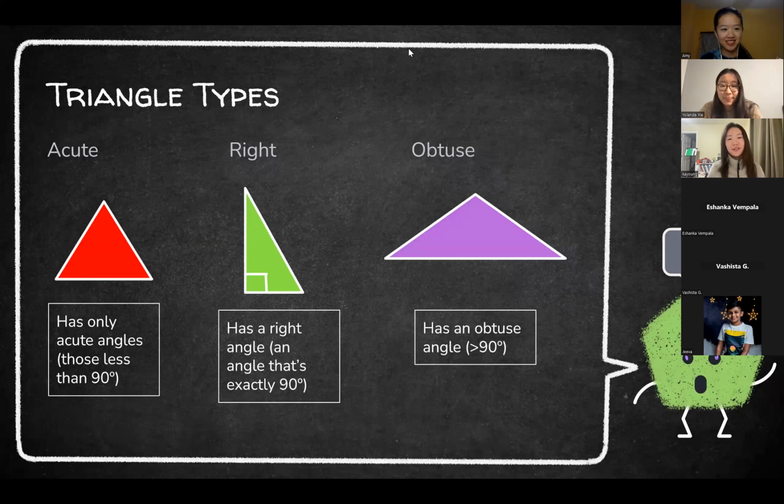Oh, apparently there's more. So these are triangle types according to angles. So an acute triangle has only acute angles, which means that angles are all less than 90 degrees. So you can think of it as a cute tiny little triangle with tiny angles. And then we have a right triangle, which you'll probably see a lot, which has just one right angle in it, so a 90-degree angle. And then finally, we have an obtuse triangle where one of the angles is greater than 90 degrees. And then, yeah, that's about it. So classifying it based on the angles.